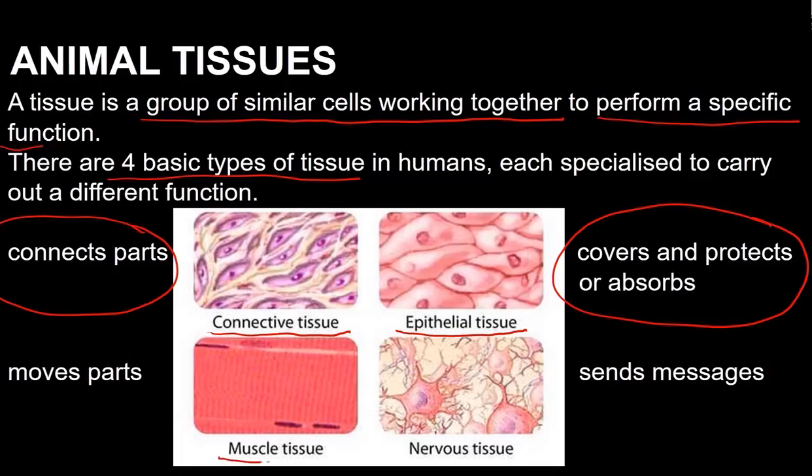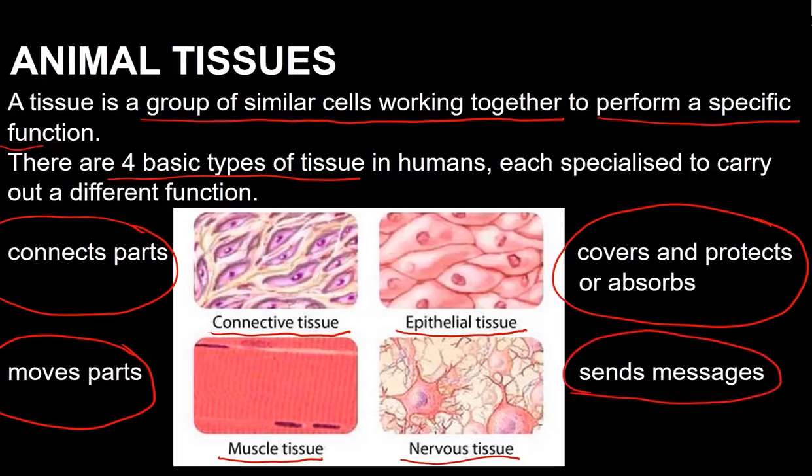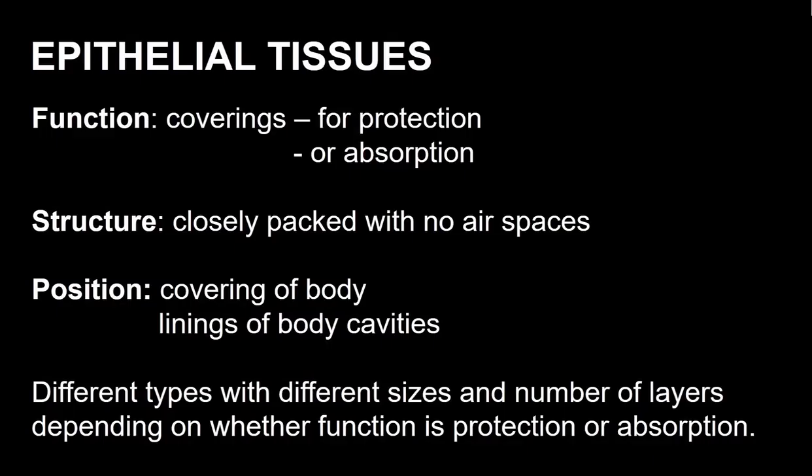Then there's muscle tissue, and its function is to move the different parts of our body relative to each other. The 4th type is nervous tissue, and its function is to send messages to coordinate what is happening in your body. We are going to have a quick look at each of these different basic types.